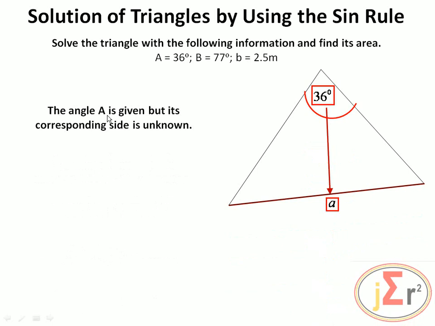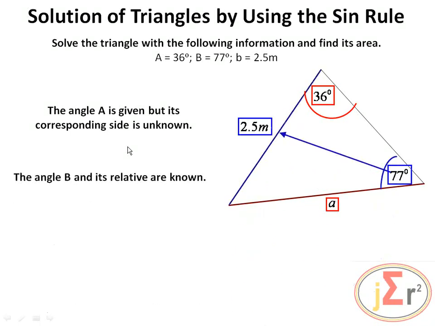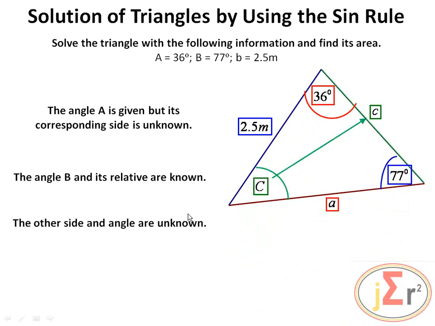Now the angle A is given, but its corresponding side is unknown. We have A is equal to 36. So the angle A is known, but the side A is not known. What about the B's? Both of them are known, no problem. So the angle B and its relative side are known. The other side and angle are unknown. Of course, C has no known relatives.